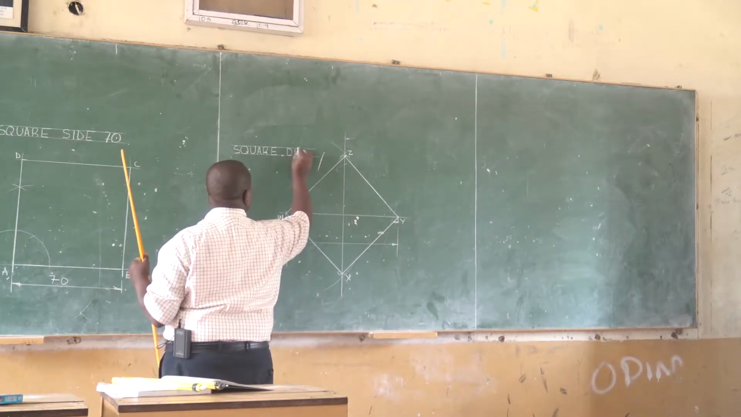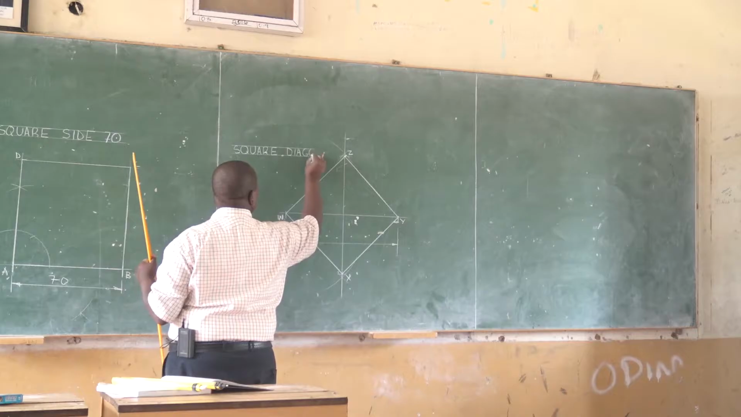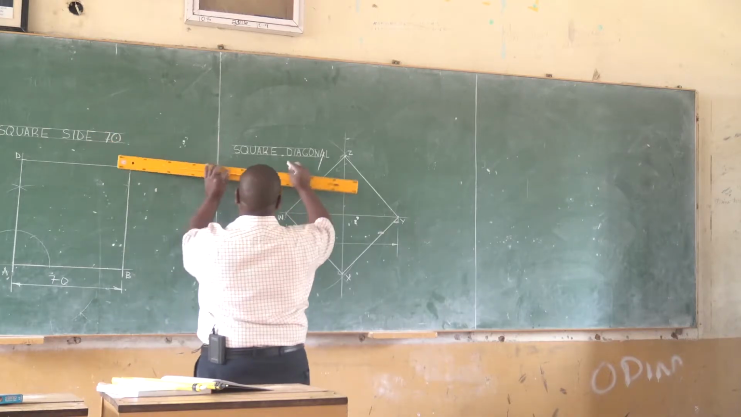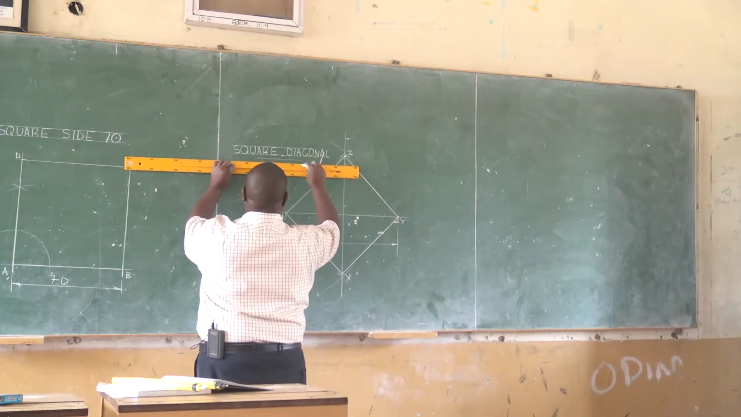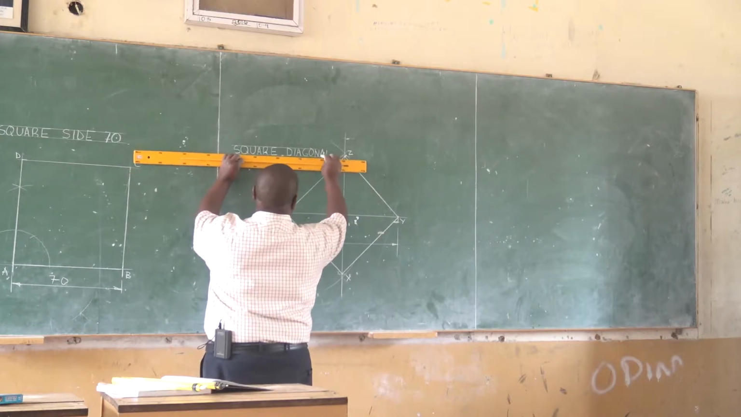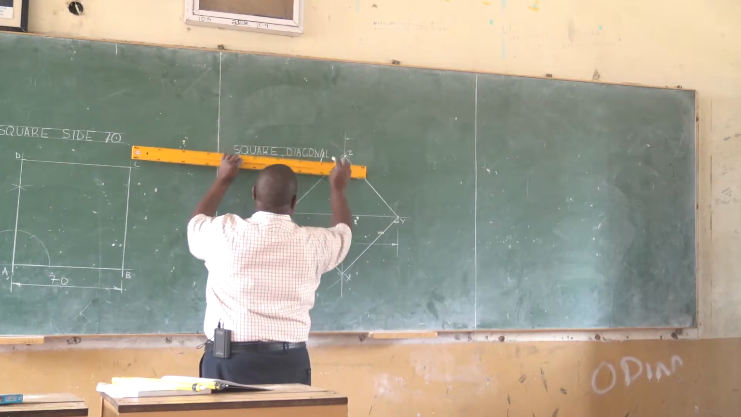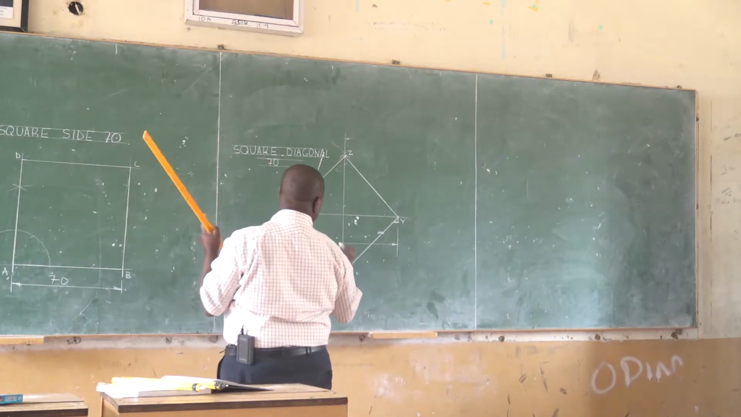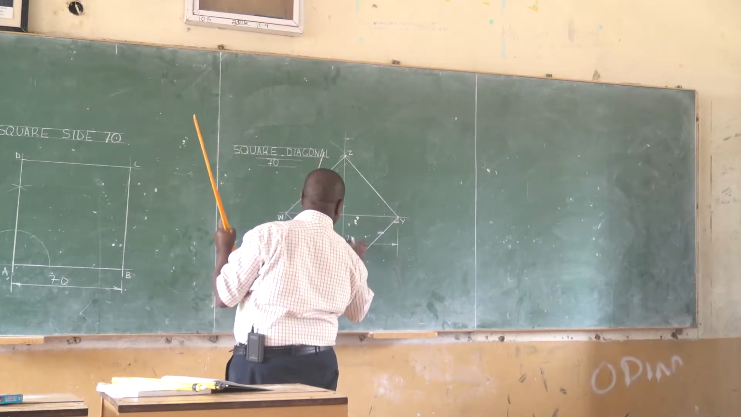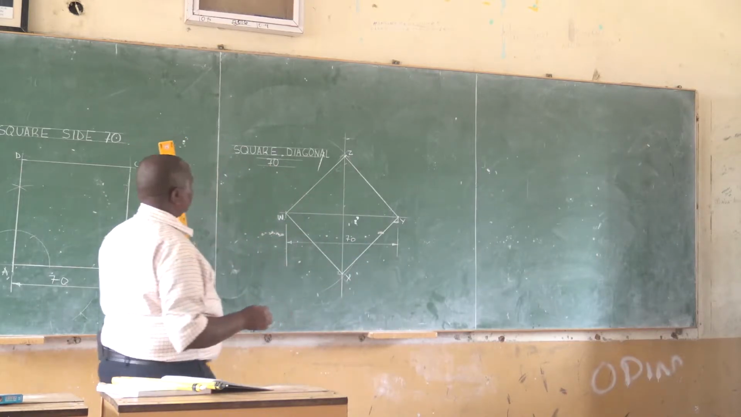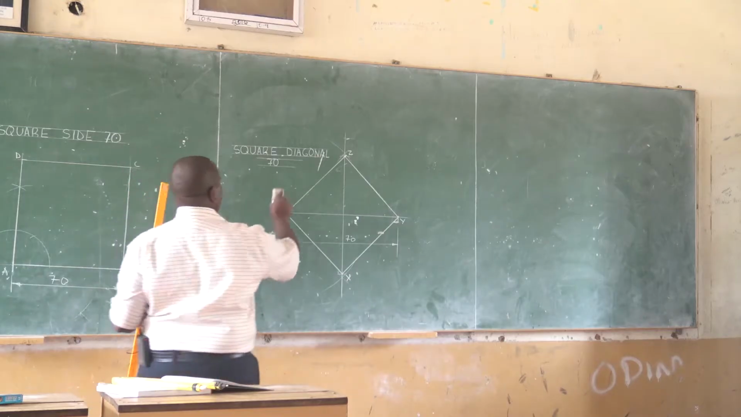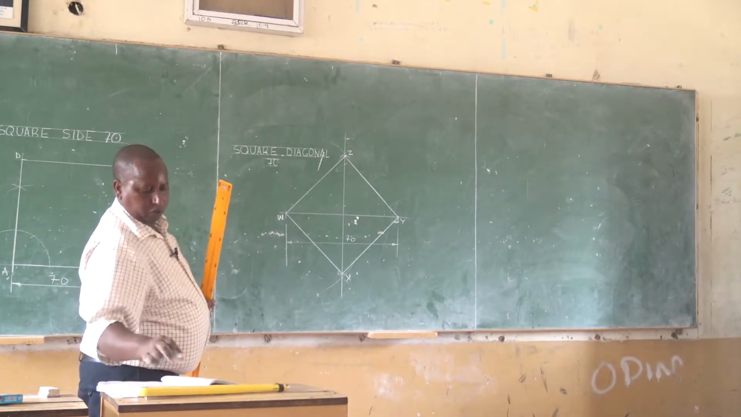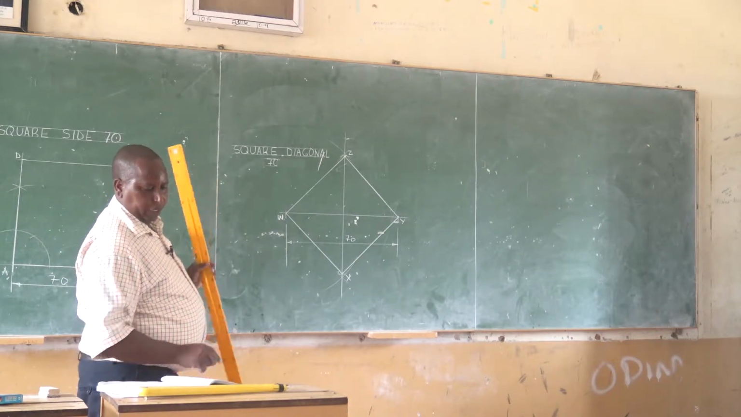Given the diagonal, this diagonal is 70. And when the two diagonals are equal and they intersect at 90 degrees, we get a square. Okay, the next quadrilateral, learners, is the rectangle.